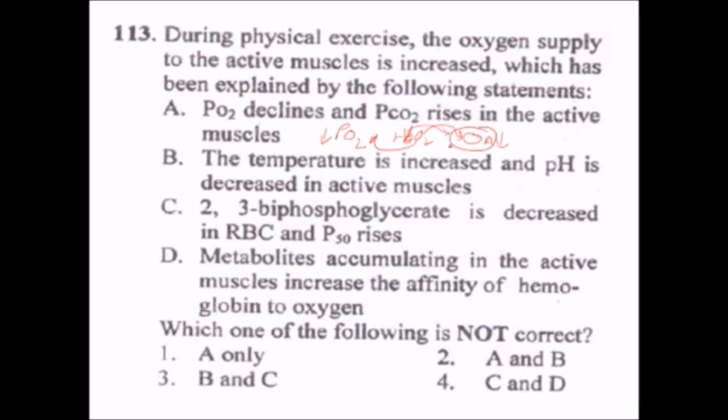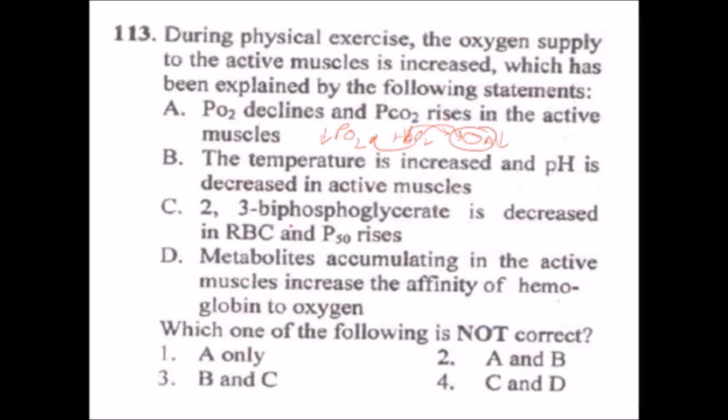Carbon dioxide will be taken up by the hemoglobin and oxygen will be released to the active cells. Next point is that temperature is increased and pH is decreased in active muscles. Obviously, if carbon dioxide is released, then the bicarbonate ratio will be decreased in the cells. So there will be a decrease in pH at the active muscles.